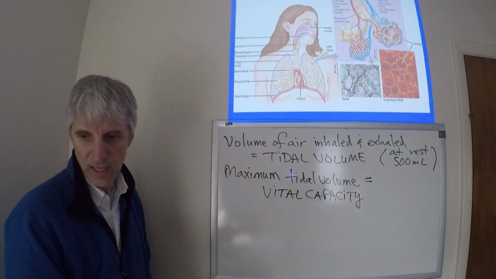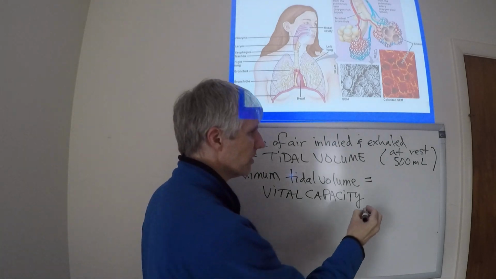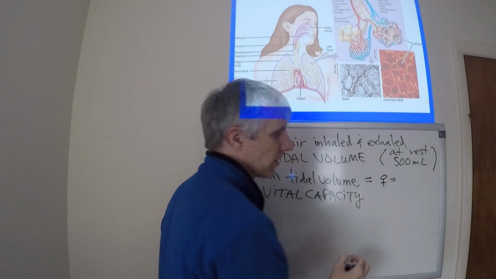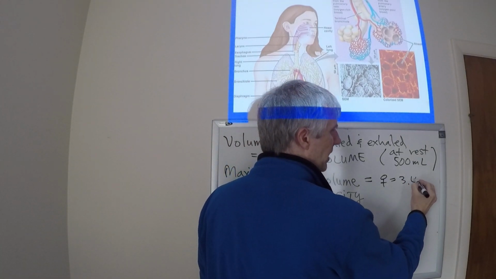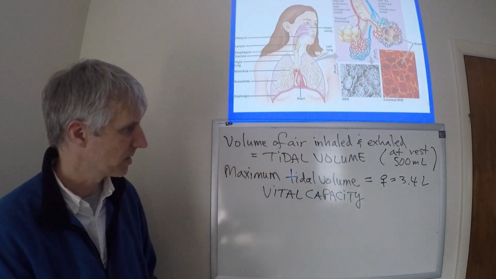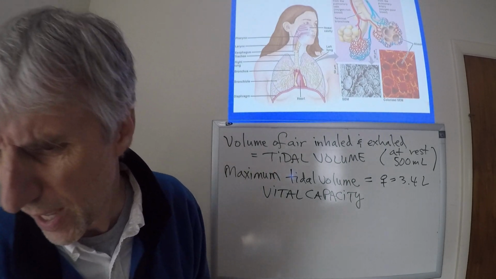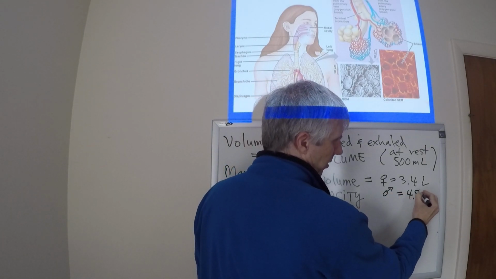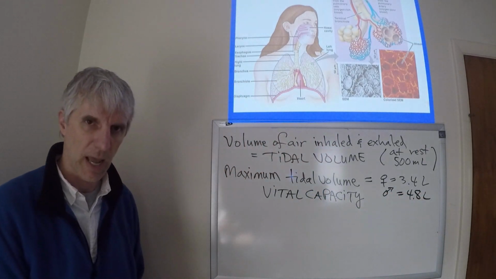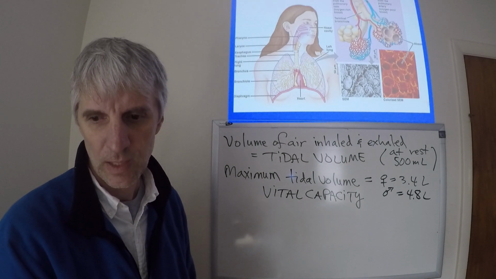And the vital capacity for somebody your age, I got some numbers for typical college students. Typical female college student, you're talking about 3.4 liters on average is the amount of air that's moved in and out. And for males, college aged, about 4.8 liters on average. Okay? All right.